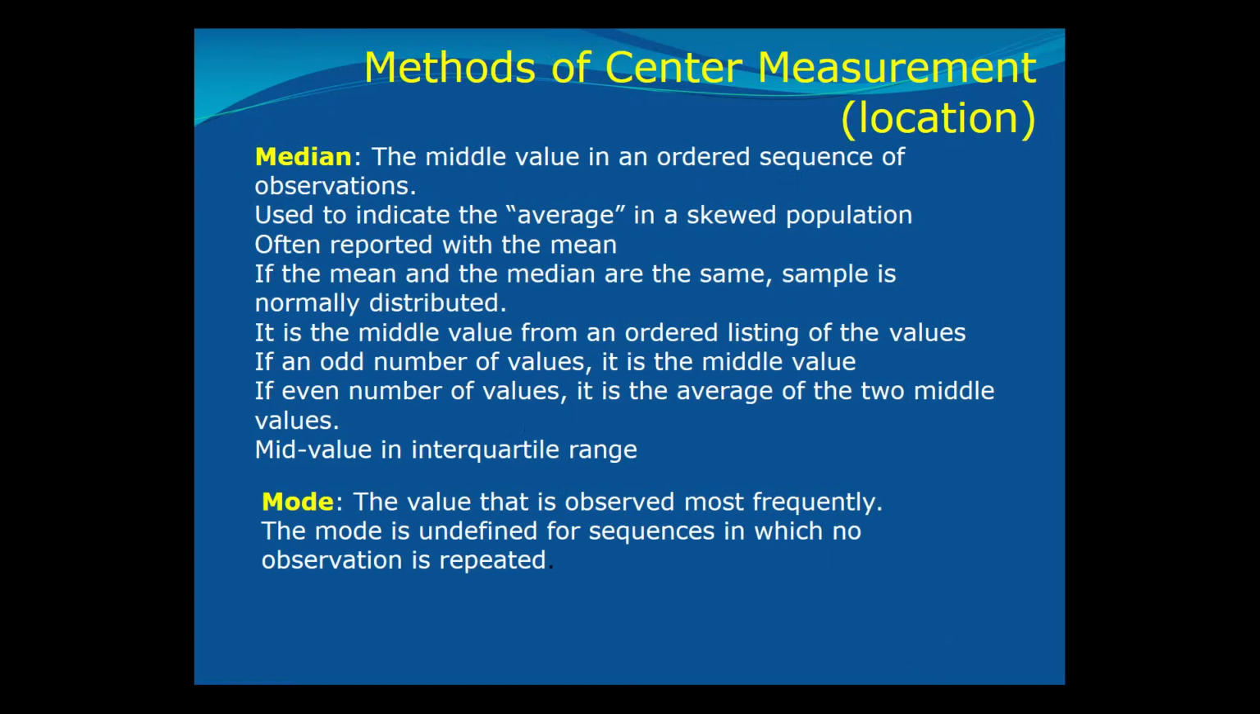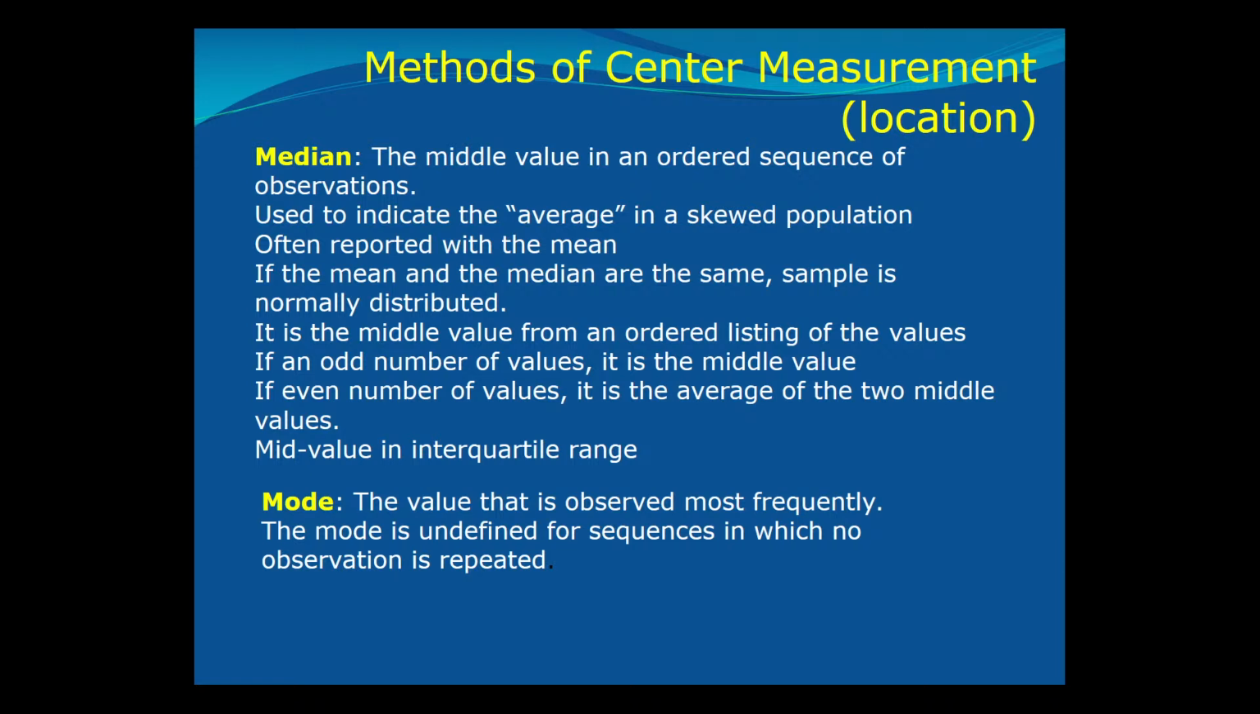Median is one more method of center measurement. The middle value in an ordered sequence of observations, used to indicate the average in a skewed population, often reported with the mean. If the mean and the median are the same, the sample is normally distributed. It is the middle value from an ordered listing of the values. If there is an odd number of values, it is the middle value. If an even number of values, it is the average of the two middle values, the mid value in the interquartile range.